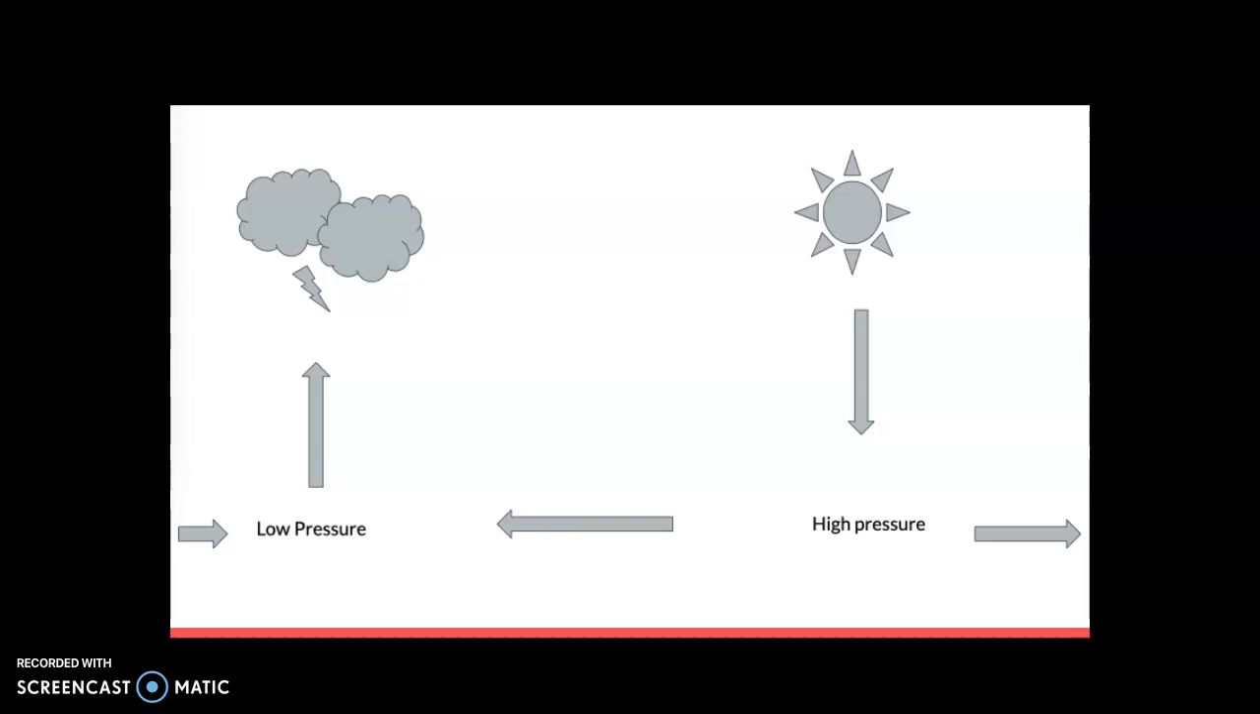Low pressure zones produce bad weather. High pressure zones produce good weather. In low pressure zones, the wind comes together and is forced upward. As we know, when air is forced upward, it creates clouds, which can create precipitation and other weather. In high pressure zones, the air is going down, so we don't have to worry about clouds forming.